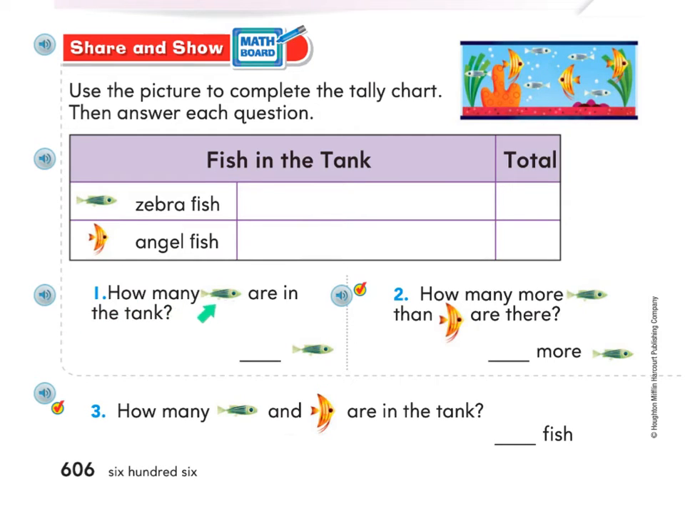Number 1 says, how many zebrafish are in the tank? So write how many zebrafish. Number 2 says, how many more zebrafish than angelfish are there? There are this many more zebrafish. And then number 3 says, how many zebrafish and angelfish are in the tank? Write how many fish.